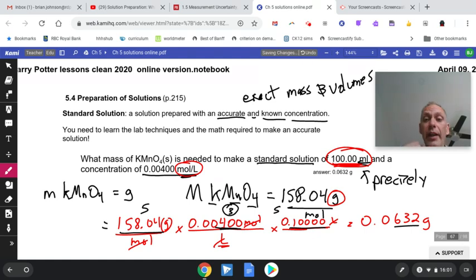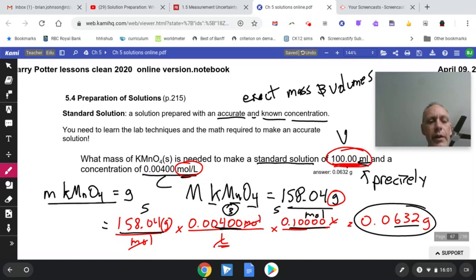If I want to make a standard solution of this volume and this concentration, I need this mass of KMnO4. Then the question is, how do I actually make this thing? I've measured out 0.0632 grams of KMnO4. How do I turn that into the standard solution that I'm looking for?